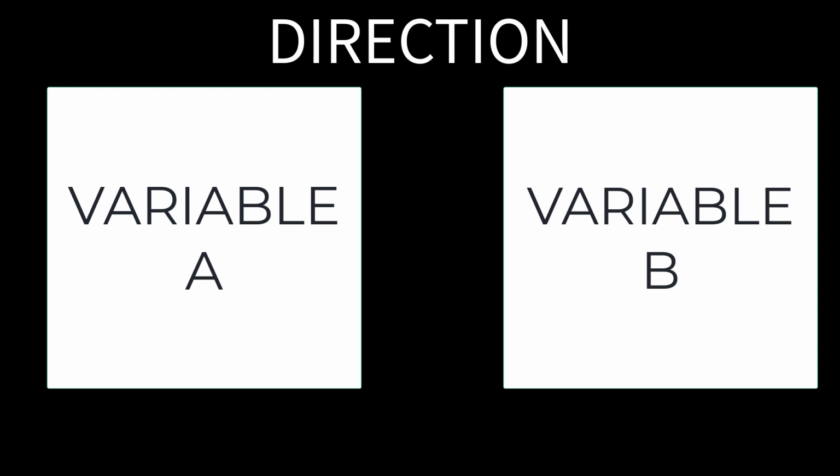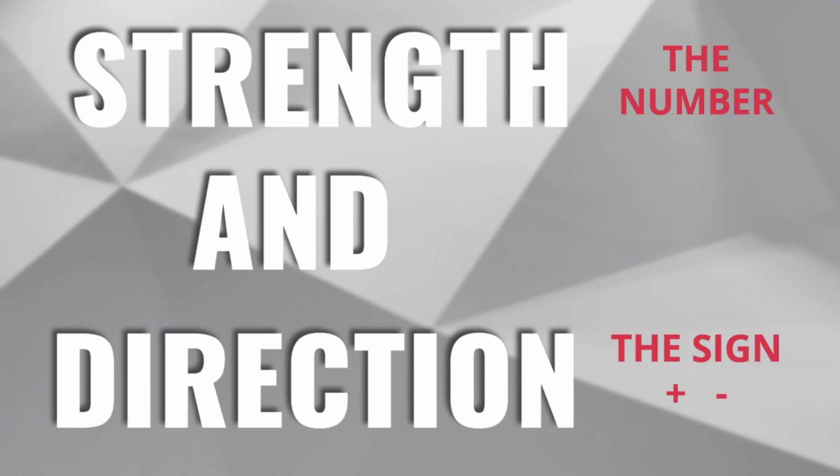Now let's talk about direction. When we talk about direction, we're commenting on the type of relationship between these two variables, whether the variables have a positive correlation, a negative correlation, or no relationship. This is indicated by the valence sign, the plus or minus sign. Keep in mind that the number represents the strength of the correlation, and the sign represents the direction.